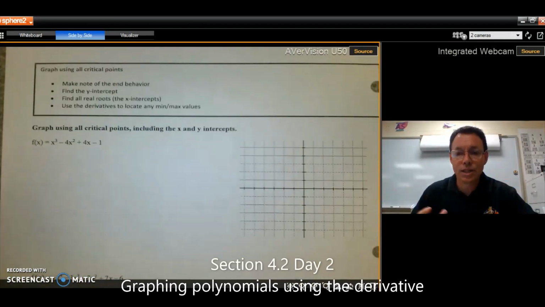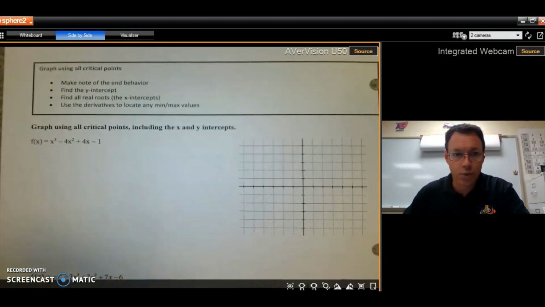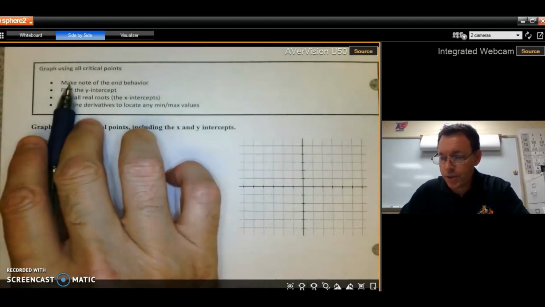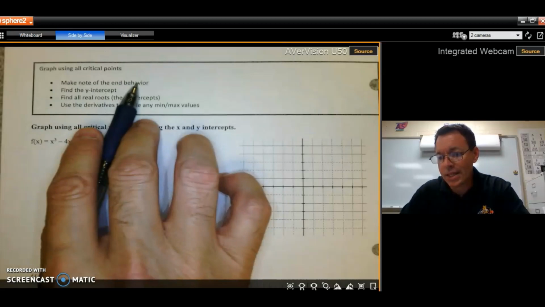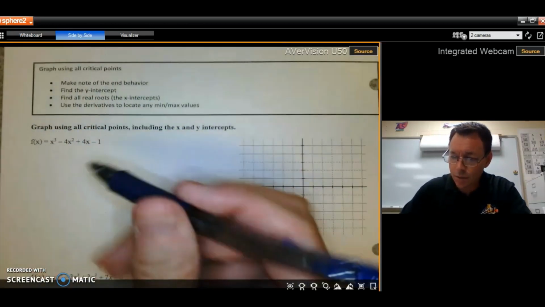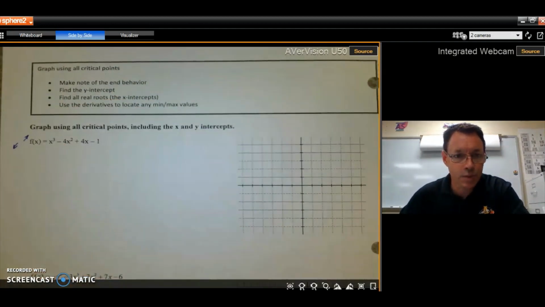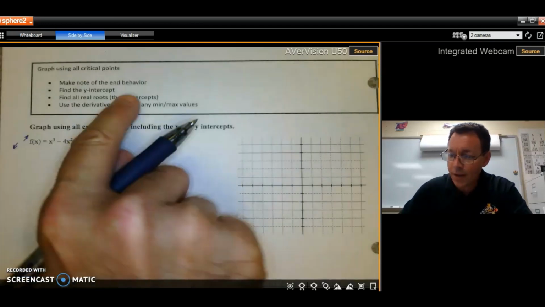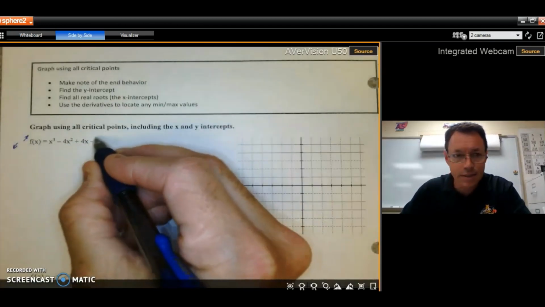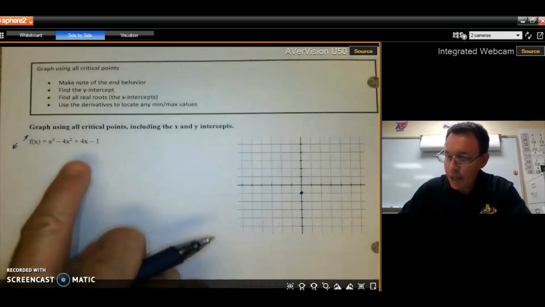All right, so now let's put everything together so we're going to graph this function correctly. The first thing we're going to do is make note of the end behavior. For x cubed, I know this graph is going to go up and down like that, just like an S-curve. That's where the ends go. Find the y-intercept. That's the constant over here, so negative 1. So I know this graph goes through negative 1, and I know where the ends are.